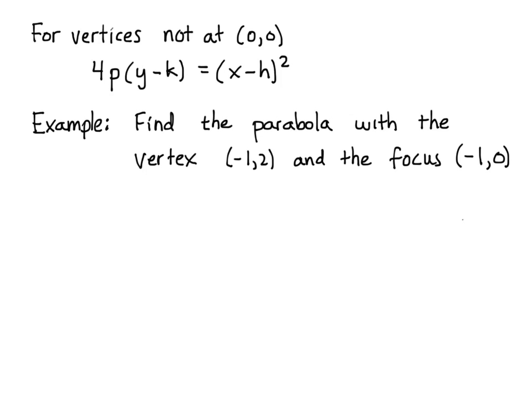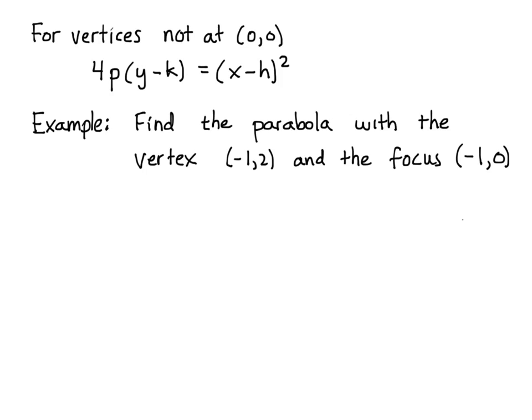Find a parabola with the vertex at negative 1, 2, and the focus at negative 1, 0. Okay, so let's try and envision this. So the vertex is at negative 1, 2. In your mind's eye, perhaps you can see this. It's going to be right here.